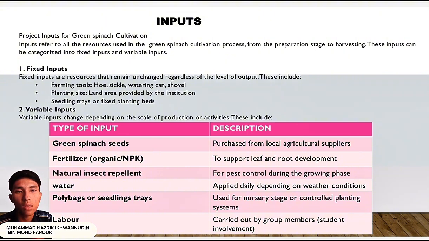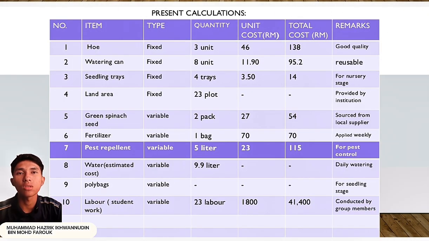And the water is applied daily depending on weather conditions. The polybag or seedling tray is used for the nursery stage or controlled planting system. And the last one, labor, carried out by group members. Student involvement.